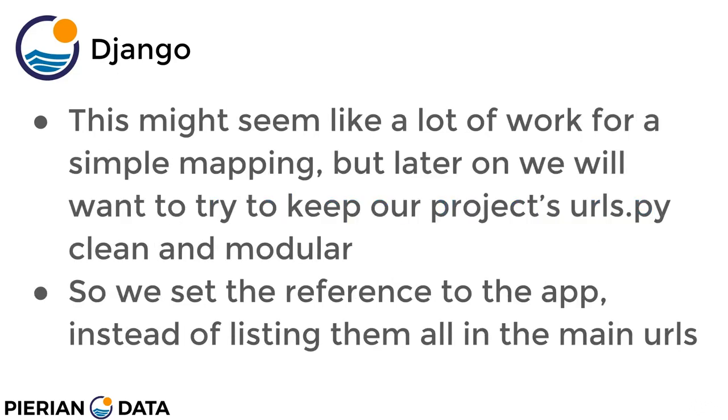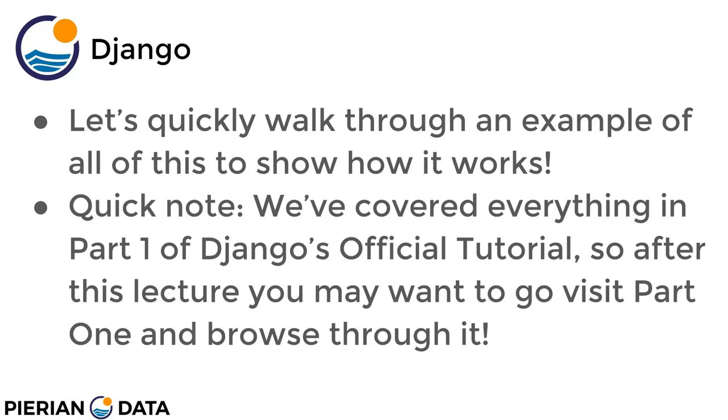This might seem like a lot of work, especially for such a simple mapping, but later on we really want to try to keep our project's urls.py file clean and modular. That way, we set the reference to the application instead of listing them all in the main urls.py file. So you can easily plug and play with your application, since everything is modular now and the URLs are inside the actual application. So let's quickly walk through an example of all of this just to show how it works.